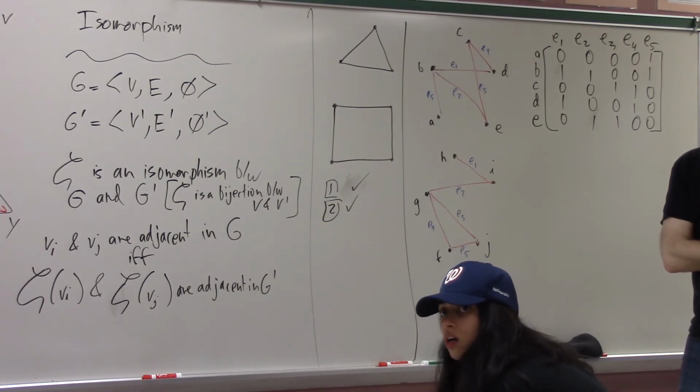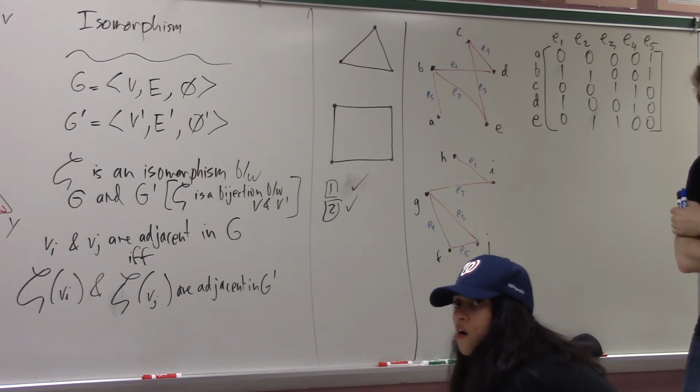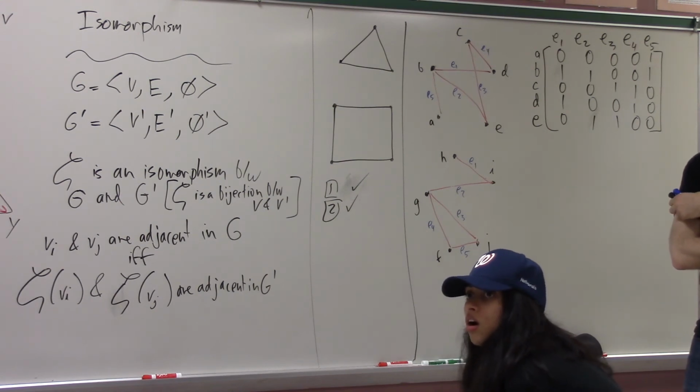I don't actually know how you're going to do this one. This one looks kind of hard. Yeah, I think the best way is with our normal adjacency matrix.